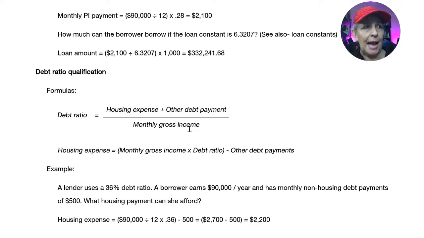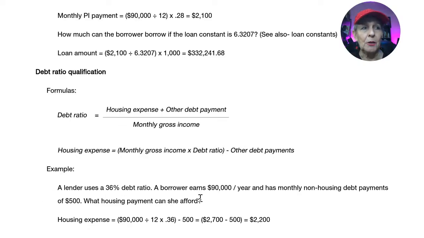Now they're solving for the housing expense. So we take the monthly gross income and multiply by the debt ratio. And since it's a plus in the first formula, we subtract when solving for housing expense. So monthly gross income times the debt ratio, minus other debt payments, is the monthly housing expense. Example, a lender uses a 36% debt ratio in this case.